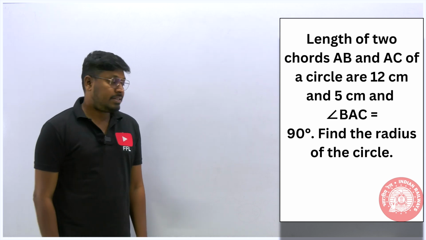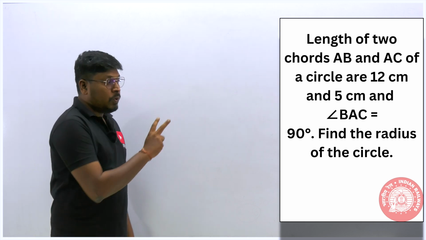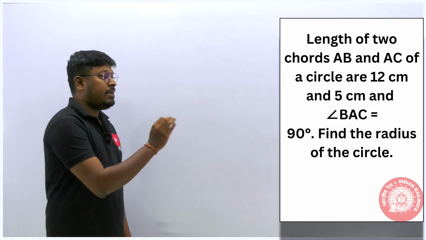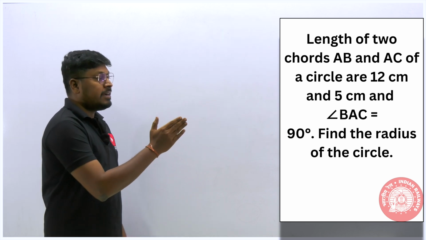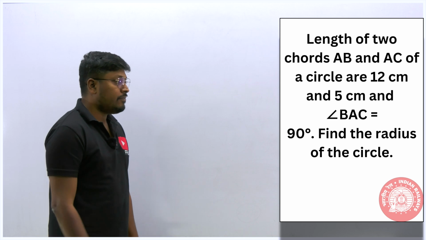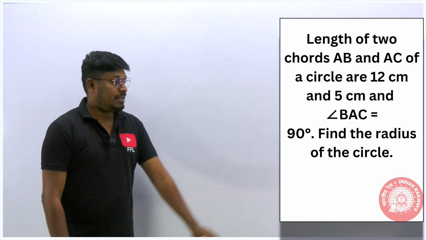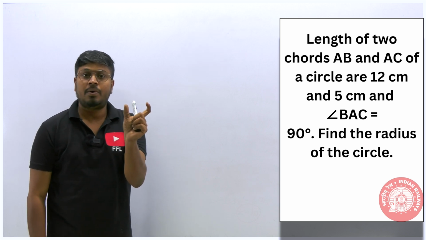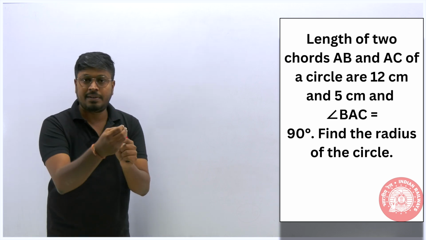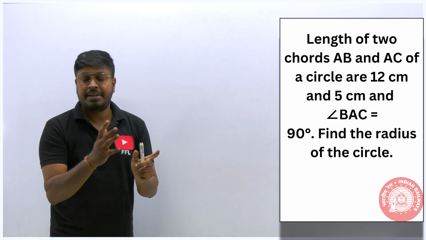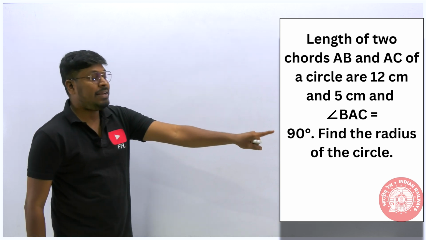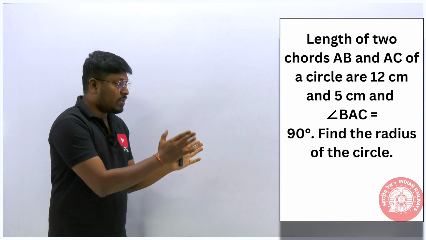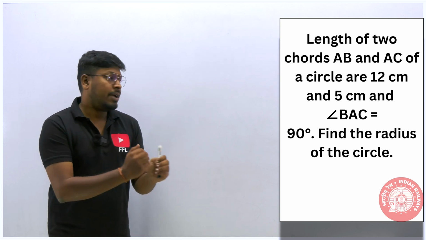So here is the first question. The lengths of the two chords AB and AC of a circle are 12 centimeter and 5 centimeter, and angle BAC is equal to 90 degree. Find the radius of the circle. When you read the question, it is based on chords, right? If the question is based on a chord, definitely they will ask you either the length of the chord, a radius, or a diameter. So here our target is to find the radius, and the diagram was not given. We have to draw the diagram, and I hope it is easy, right?